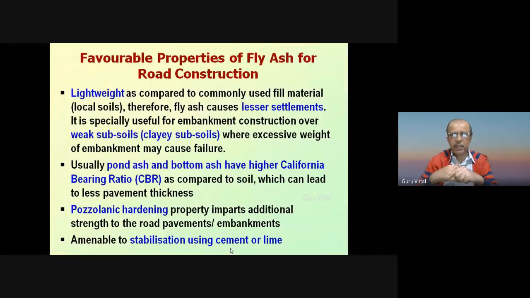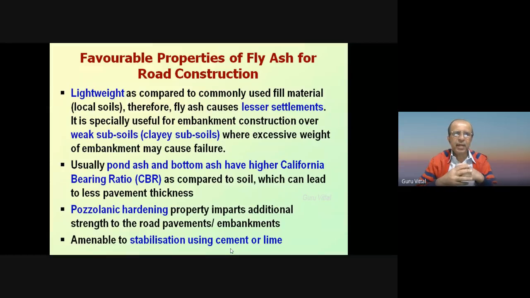Suppose we are constructing an embankment over a clay type of soil, BC soil, etc. If we build our road embankments over that, definitely with time there will be settlements. So if we construct an embankment using fly ash in such subsoil areas, the net result is that, being a lightweight material, the density will be lesser, so it will exert lesser pressure on the subsoil, which will lead to lower settlements. That is why this is an ideal material for clay type of soils, wherever the subsoils are clay.